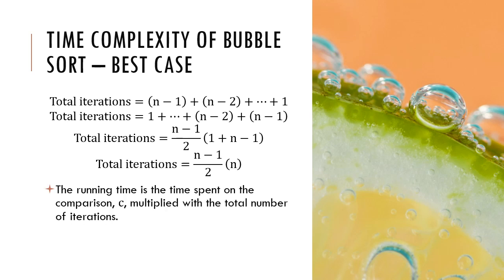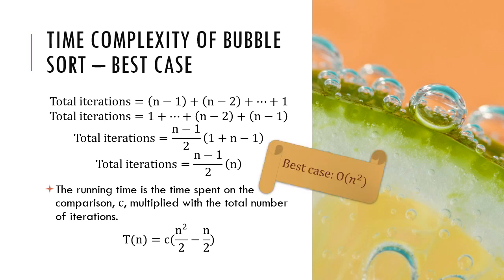The running time is the time spent on the comparison, C, multiplied with the total number of iterations. So T(n) is C times n squared upon 2 minus n upon 2. And from here I can say that the best case of the bubble sort algorithm is O(n squared).